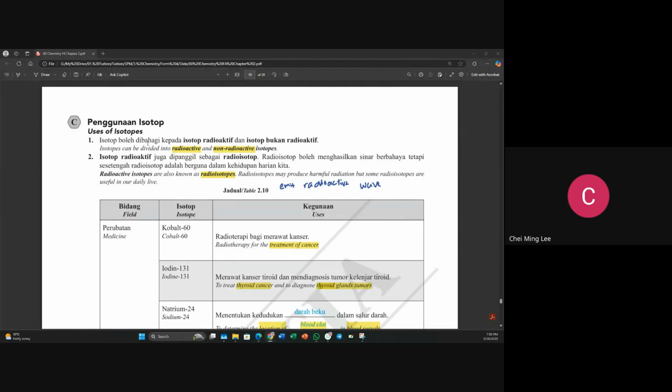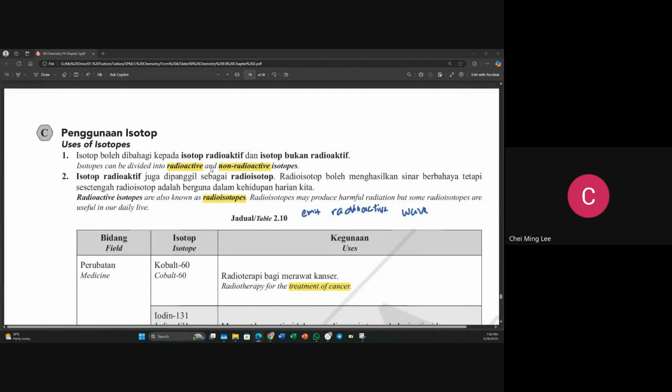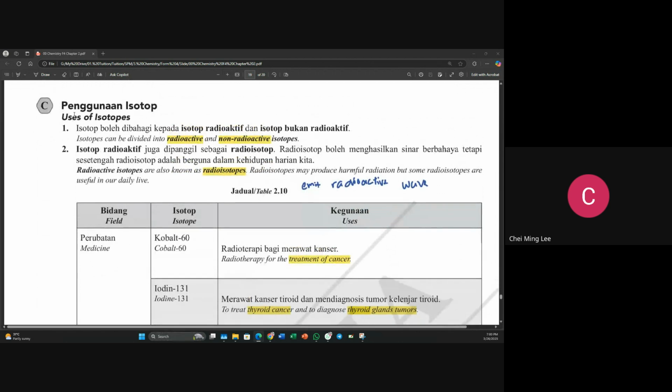The next part is the uses of isotopes. Okay, so isotopes, we have two types, radioactive and non-radioactive isotopes. The radioactive isotopes are also known as radioisotopes.